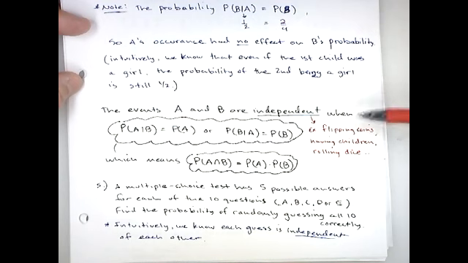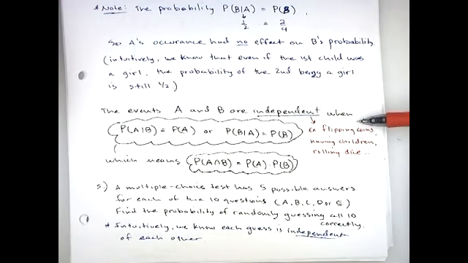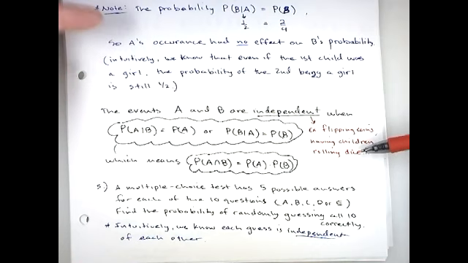Examples of independent events are what you would probably think of. Flipping coins. When you flip a coin 2 times in a row, what happens on the second flip doesn't depend on what happened on the first flip. Having children, as we just saw. Rolling dice. When you roll a dice multiple times, it doesn't remember what happened the previous time. That has no influence on the current roll.